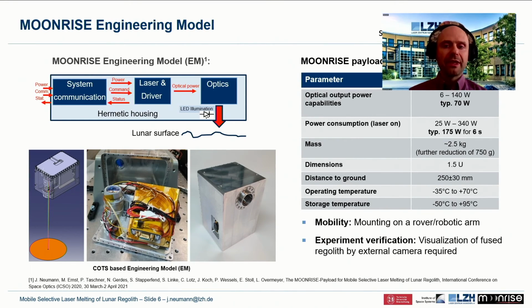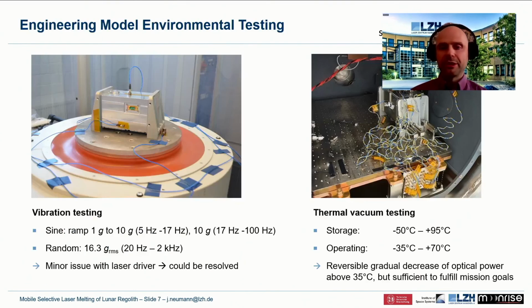For the experiment verification, the observation of the process should be made by external cameras, which are usually available on a rover or on a robotic arm. We tested this engineering model with the typical vibration values. There was a minor issue with the laser driver, which could be easily resolved by some changes. We also did thermal vacuum testing for storage and operating. We saw some gradual decrease at higher temperatures, but it was reversible and sufficient to fulfill the mission goals.